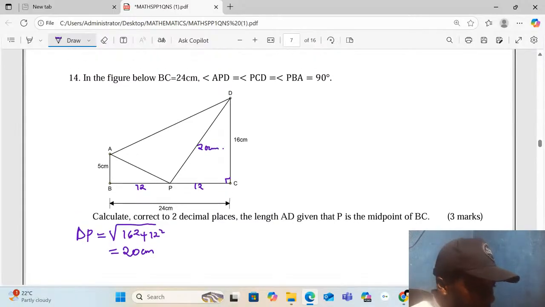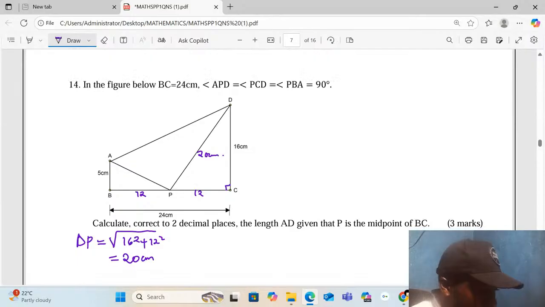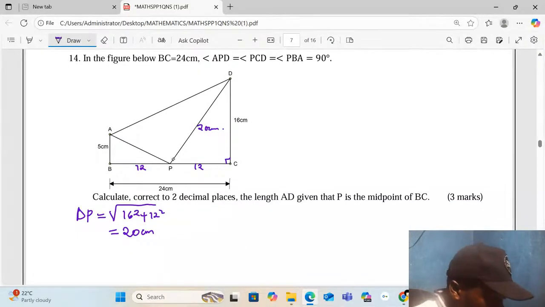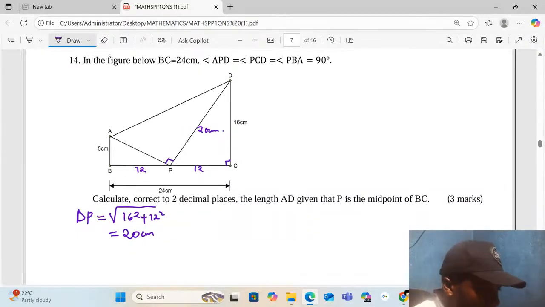Remember APD is also 90. This is 90. And also PBA, this one is also 90. Then AP.